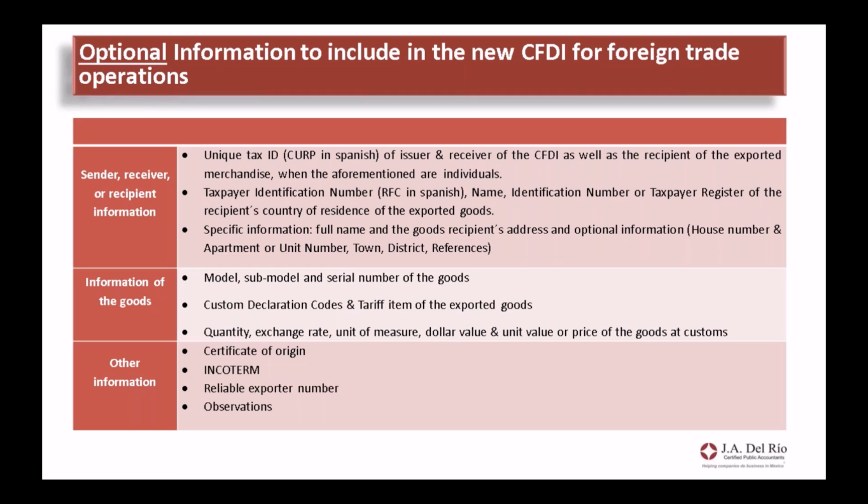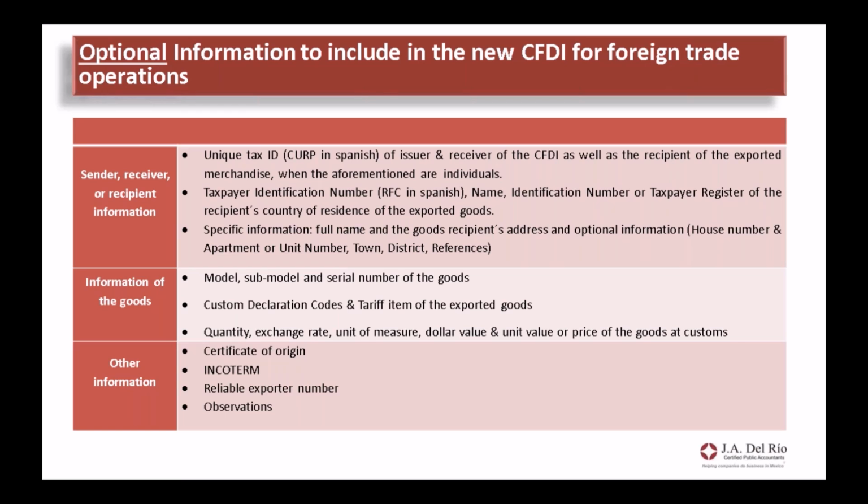For example, in case the exporter of the goods is an individual, you can put your unique tax ID, which is a little bit different than your regular tax ID or RFC, well known in Mexico. We call it CURP in Spanish, because this is a special tax ID only for individuals. So that is another piece of information that is optional for you to include in case you have it available.